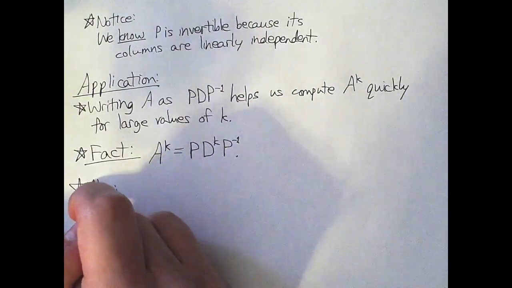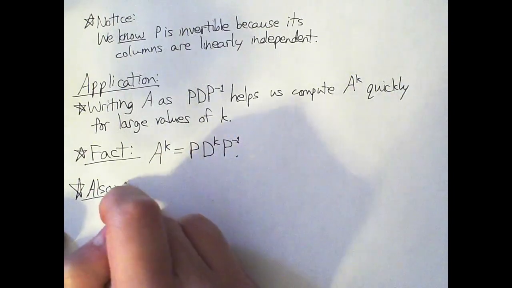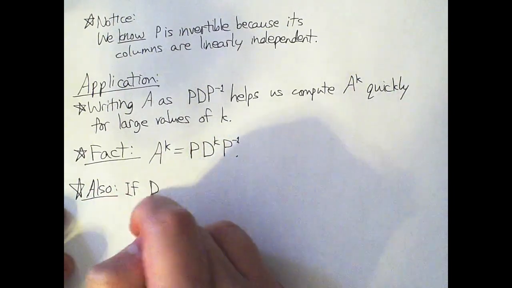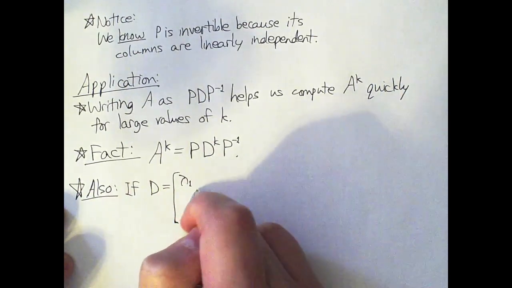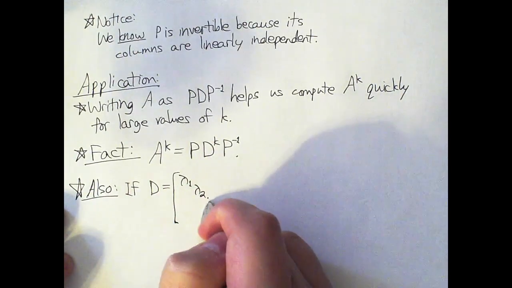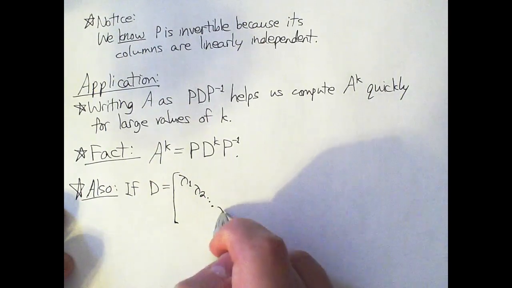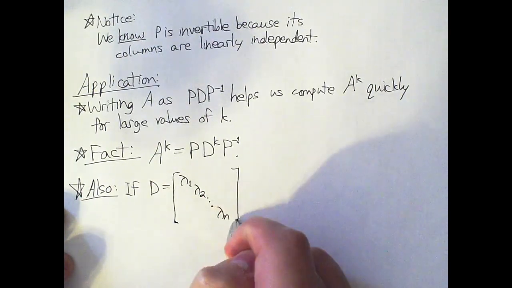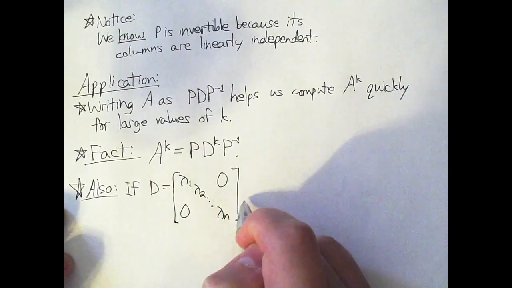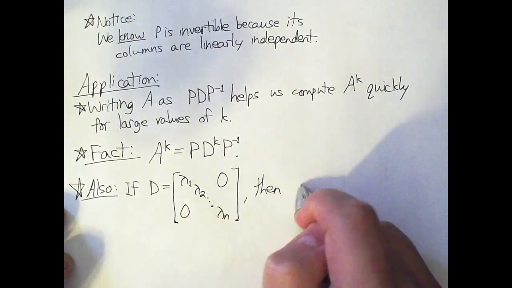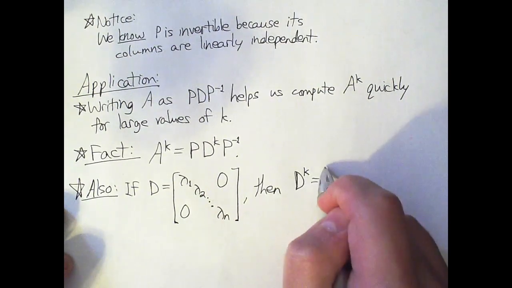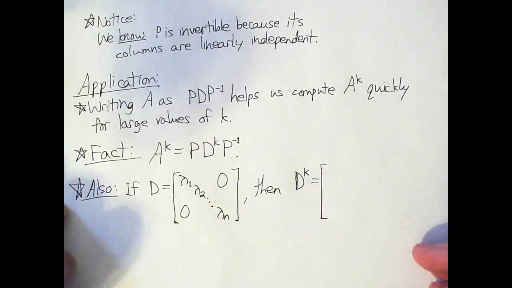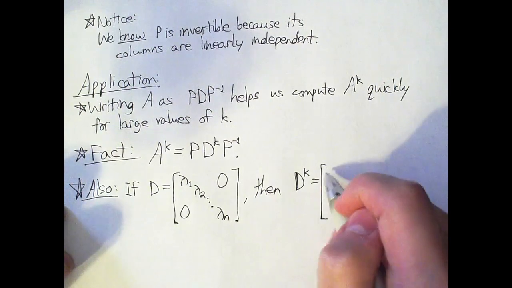So that's the idea behind this. So also, if D equals, say, lambda 1, lambda 2, dot, dot, dot, all the way down to lambda n, with zeros for all the other entries, then it turns out that D to the k, this is for diagonal matrices.